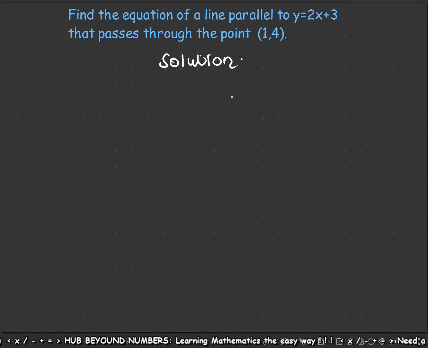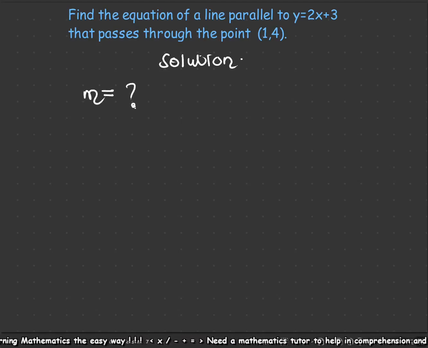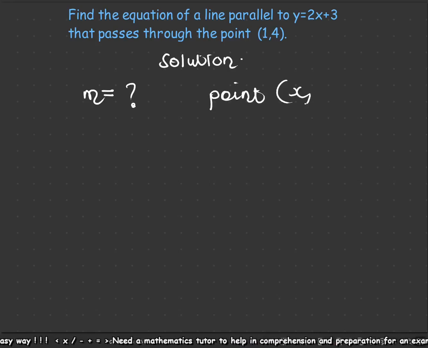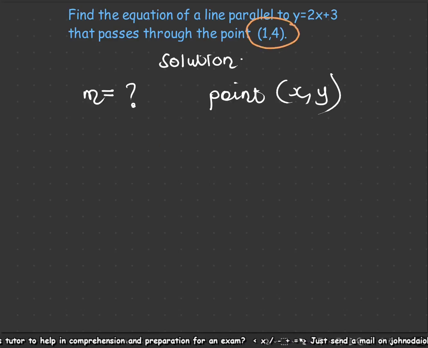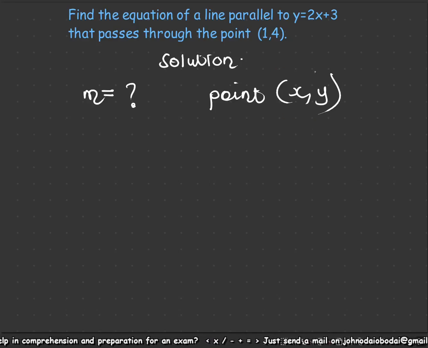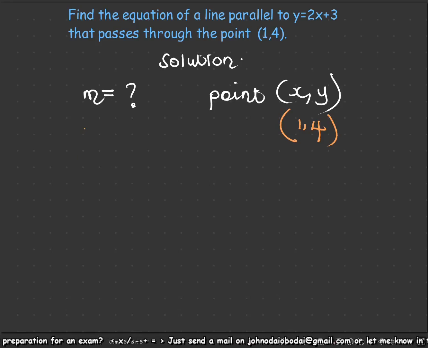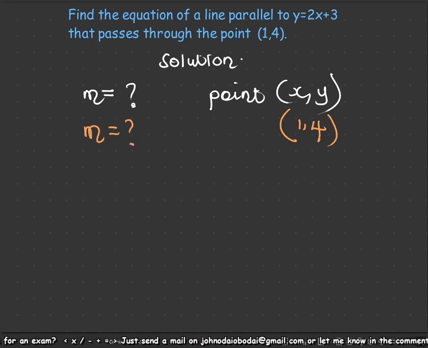Now, if you remember how we find the equation of a line, we said that what we need is the gradient of the line, and we also need a point, x and y. Looking at the equation we want to solve for over here, we have been given a point, that is (1, 4), but do we know its gradient? That is what we want to determine now.